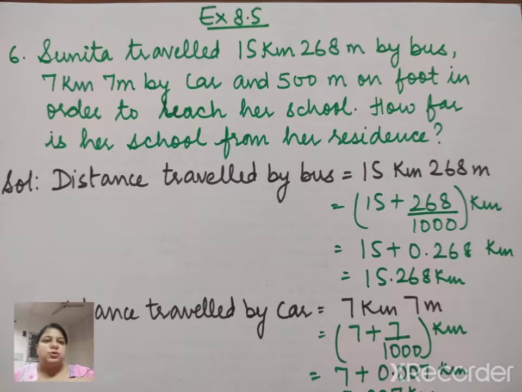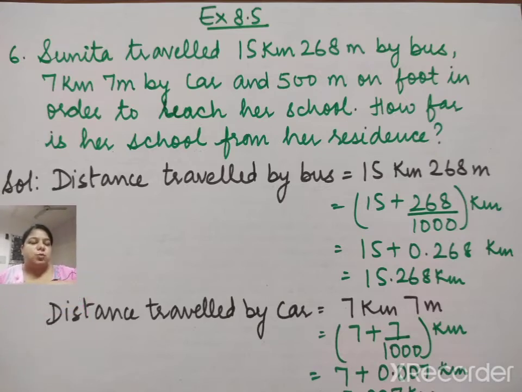Now next, question number 6 we are going to discuss. Question number 6 says Sunita travelled 15 km 268 meter by bus, 7 km 7 meter by car and 500 meter on foot in order to reach her school. So how far is her school from her residence, right? So just check the distance travelled by bus. What is the distance travelled by bus? It is 15 kilometers 265 meters.